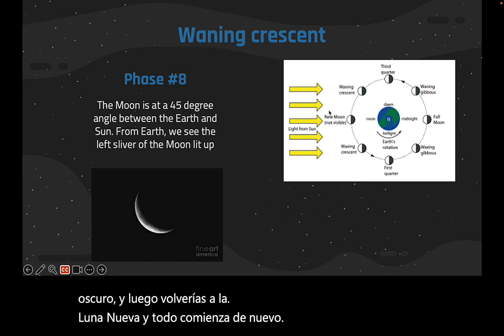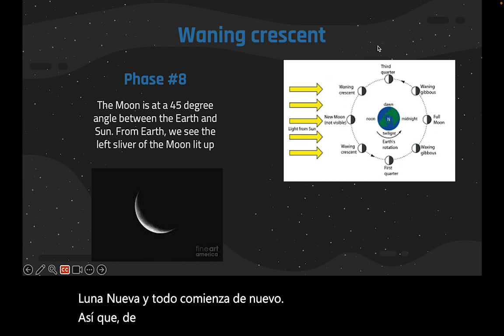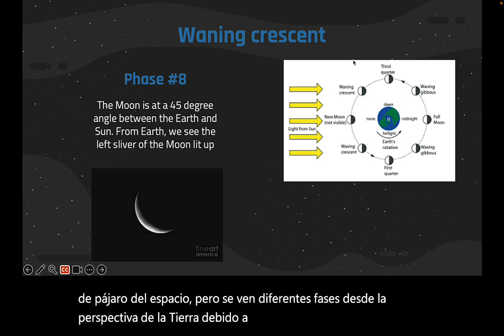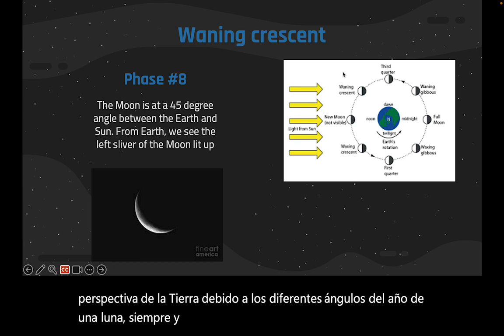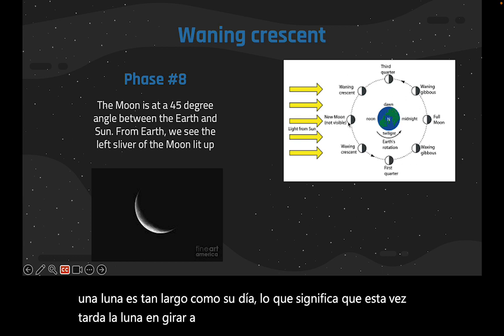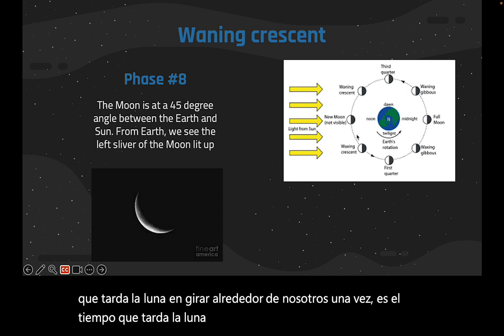So again, to repeat, this is what you see from the bird's eye view of space, but you see different phases from Earth's perspective because of the different angles. A moon's year is as long as its day, meaning that the time it takes the moon to revolve around us once is how long it takes the moon to spin around one complete time on its own.